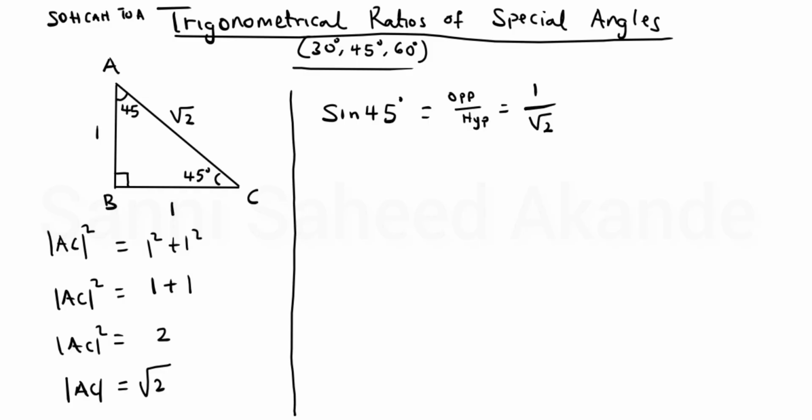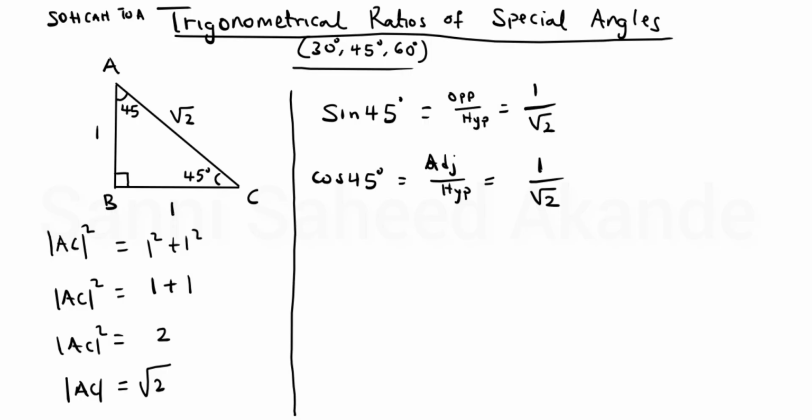Then what about cos 45 degree? So cos 45, the formula is adjacent divided by the hypotenuse. So our adjacent is 1 over the hypotenuse is root 2. Okay, so 1 over root 2, that's cos 45. You can see that sine 45 and cos 45 are equal. So you can even confirm that with your calculator. Press sine 45 and cos 45. It will give you the same answer.